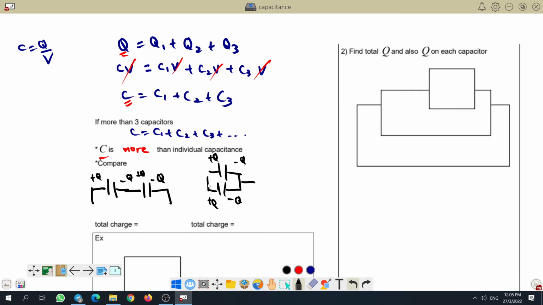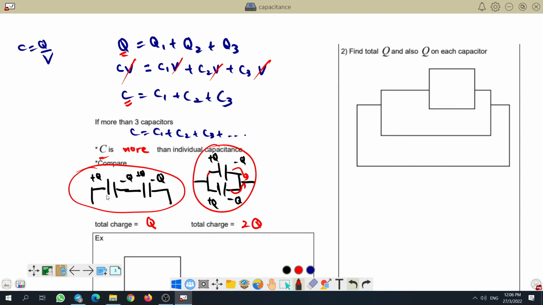Where's the total charge for this one? What is total charge Q kan? Yeah. This one? Q. 2Q. 2Q, because of the way it can flow out. You can see you flow out from here and you flow from here. So charge-nya 2Q.